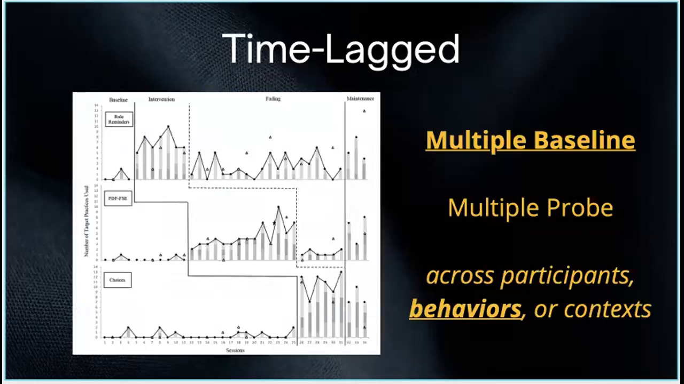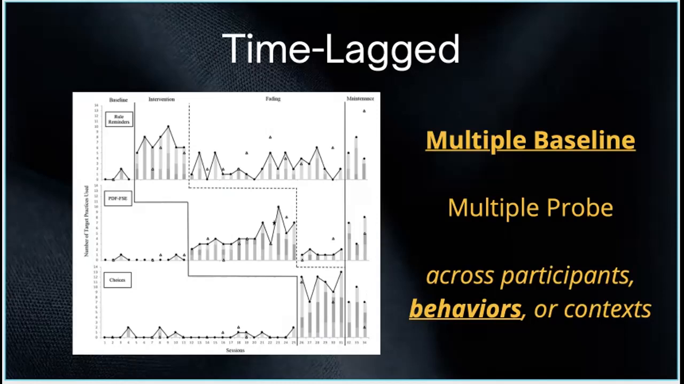Finally, time lag designs are the most common type of single case design. These designs include multiple baseline and multiple probe designs. The 3 tiers can be 3 different participants, behaviors, or contexts. This graph depicts a multiple baseline design across behaviors. So instead of alternating conditions, we do an A to B intervention implementation across 3 different tiers.